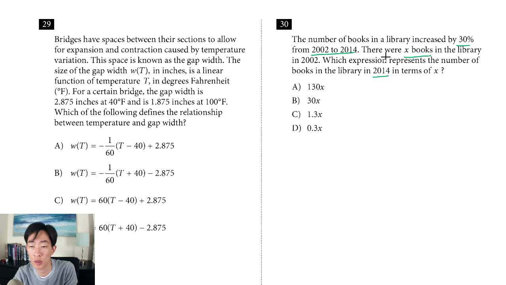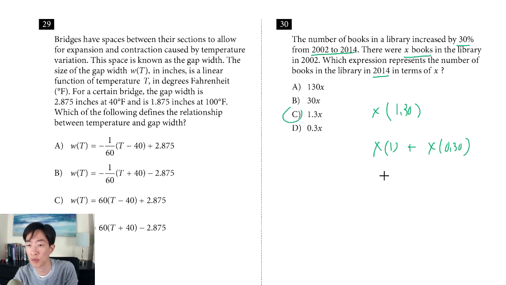So this is a super easy problem if you've memorized the principle that I talked about before. You start with X books in 2002. What do you do if you want to increase X by 30% and you want to represent the new value? You simply multiply X by 1.3, because multiplying X by 1.3 is the same as multiplying X by 1 and multiplying X by 0.3, which is 30%. So it's like saying you're multiplying 100% of X plus 30% of X, which gives you the new value, 130%. And that's why the answer is going to be C.